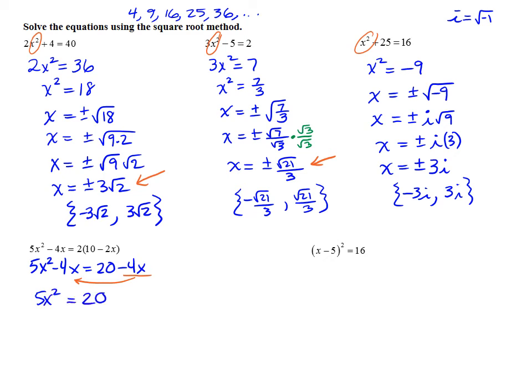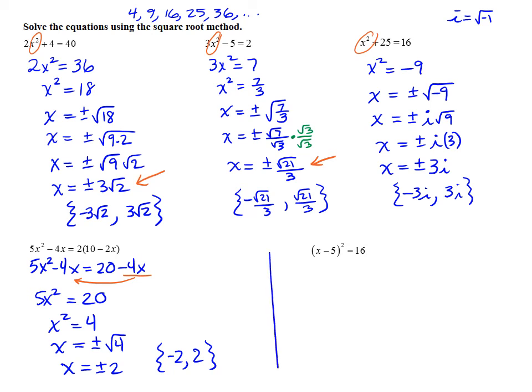Now if it hadn't, I would have continued moving things to one side to get 0 on the other, and then factor or use the quadratic formula. Since the bx term went away, I can continue with the square root method. So divide out the 5, x squared equals 4. And here, when I square root, I get some nice numbers. I get plus or minus the square root of 4, which is plus or minus 2. So I have two solutions, negative 2 and 2. Again, all of these solutions I've been going through, you can plug them back into the original equation and check. So don't forget to do that.